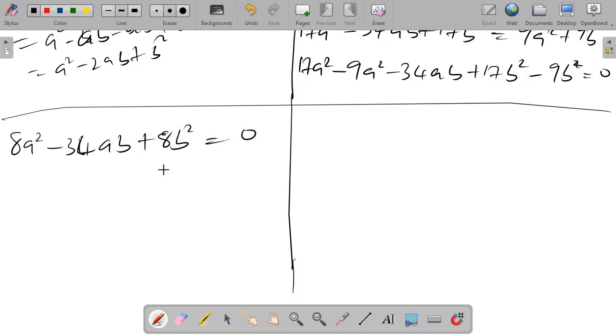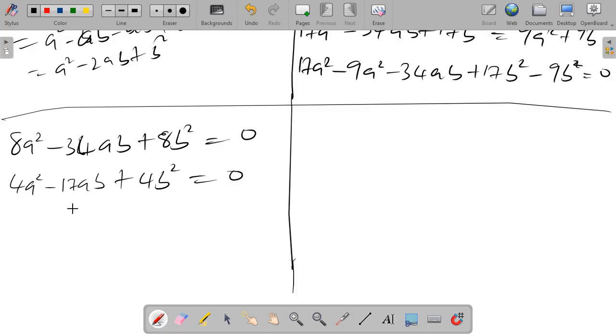Okay, now if you look at this, you see that 2 can divide everything. So if we divide everything by 2, I'm going to have 4a squared, then 34 divided by 2 I think gives 17, right? 17ab, then plus 4b squared is equal to 0. Now this is a quadratic equation, and we are going to solve it quadratically.